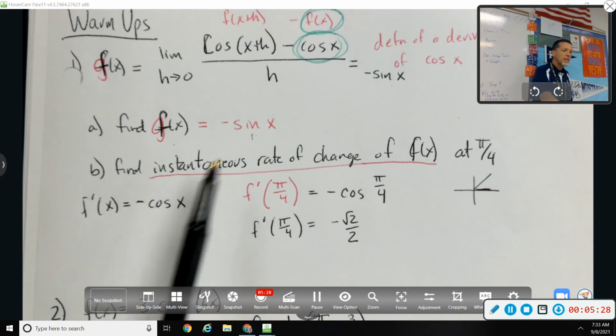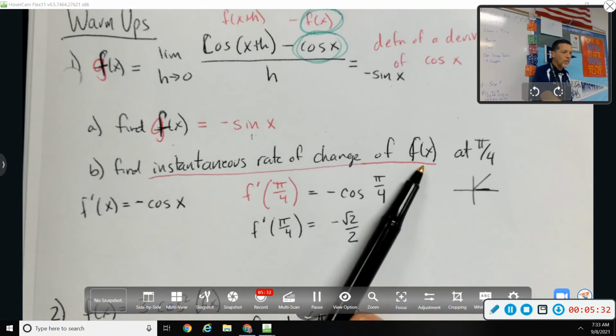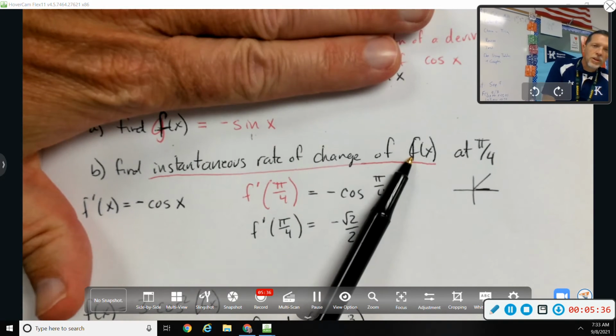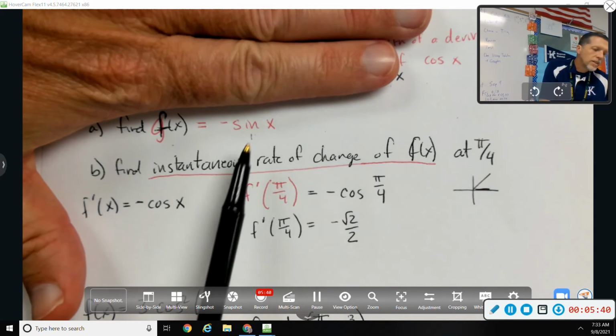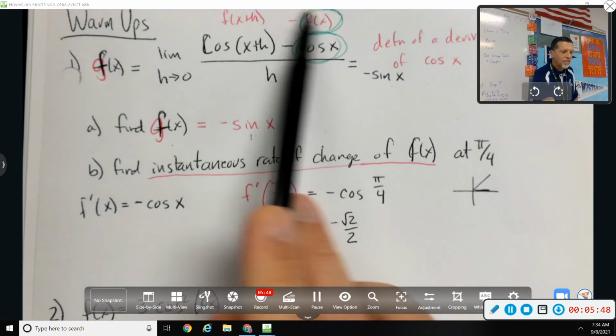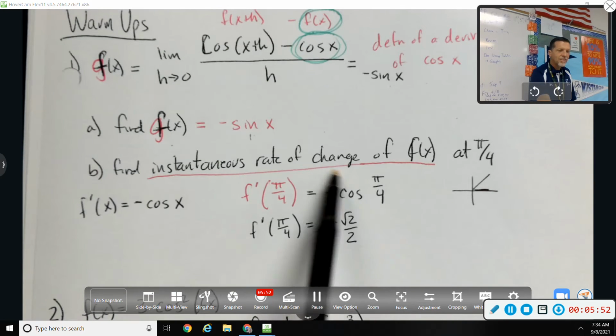But then I asked for the instantaneous rate of change of f. So that means the derivative of f. Well, forget all we did up here. f is negative sine, and the instantaneous rate of change is the derivative of negative sine. So yes, we did take two derivatives. One derivative because that's what this is, and the second derivative because it said instantaneous rate of change.